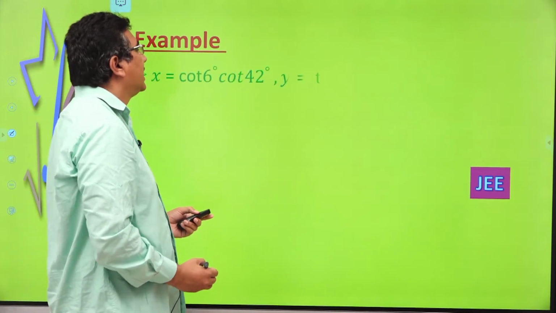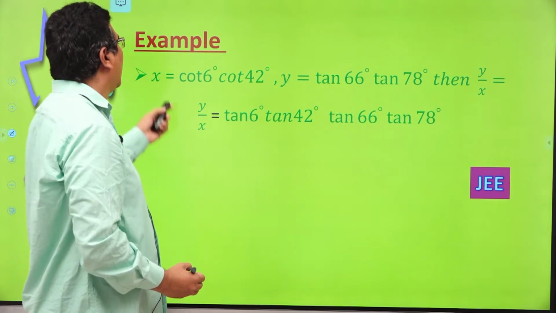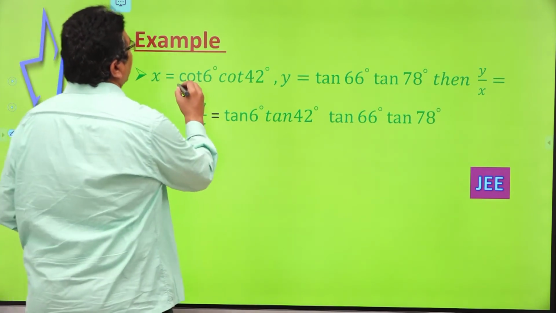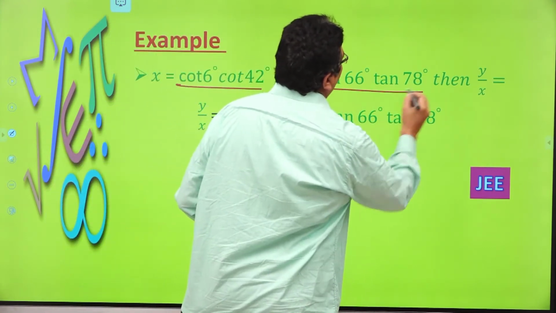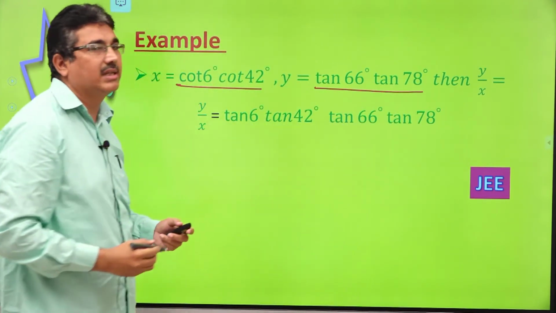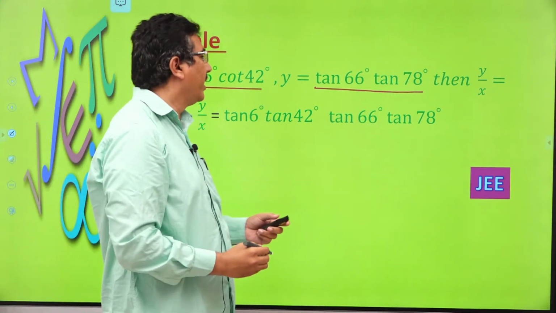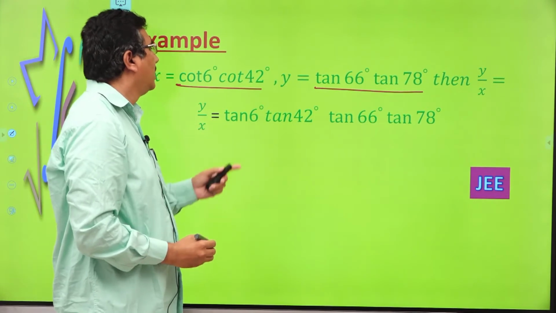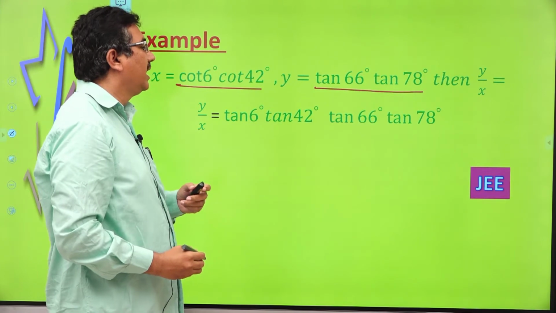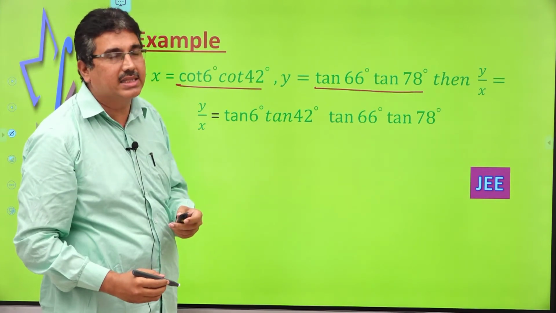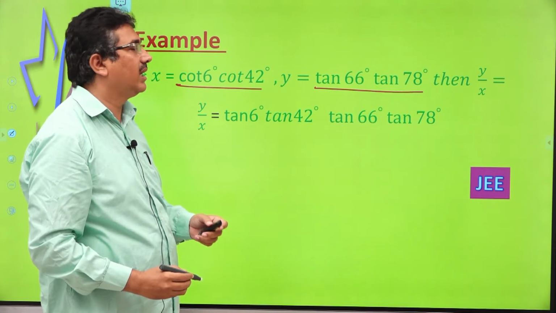Now see an example regarding the previous result. X equals cot 6 degrees, cot 42 degrees, and y equals tan 6 degrees, tan 78 degrees. What is the value of y by x? Y by x is equal to tan 6 degrees, tan 42 degrees, tan 66 degrees, tan 78 degrees.